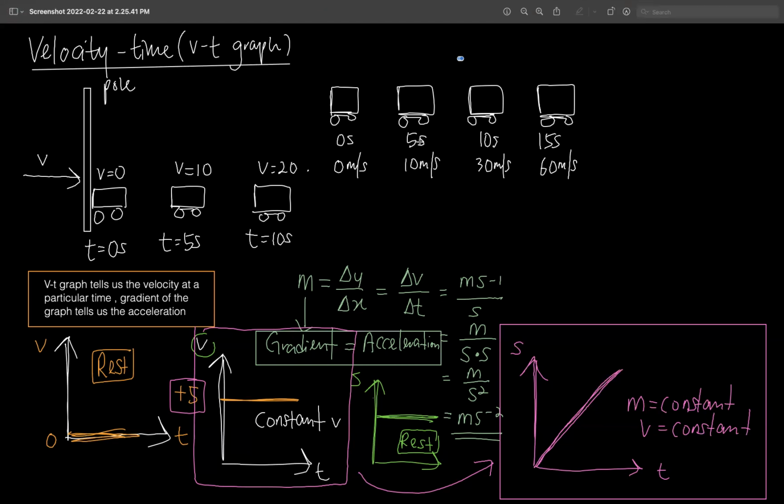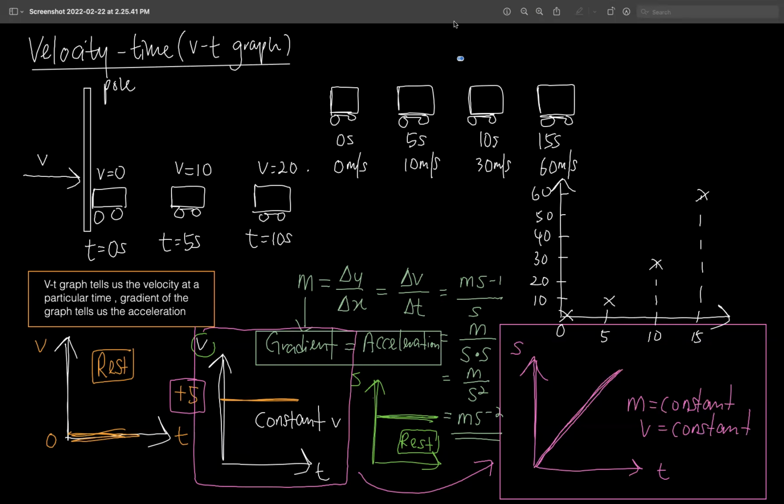Okay, so we continue. One more graph here. So same, 0 second, 5 second, 10 second, 50 second. And it shows the change in the velocity, 0, 10, 30, 60. If I plot the graph, you will get a curve graph. Okay, you can already guess it. 0, 5, 10, 50. Here and here.